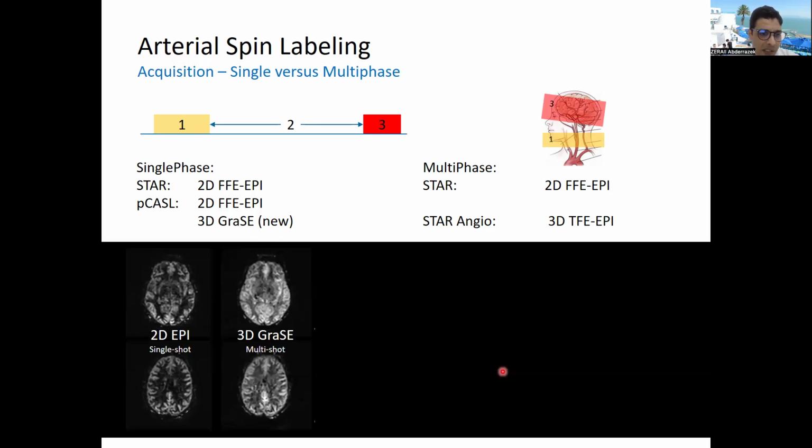So this is also to image. We differentiate between applying the imaging through EPI by a single shot and the multi-shot by applying 3D gradient echo and spin echo. The same is what I'm talking about in the 3D turbo field echo through the echoplanar imaging.